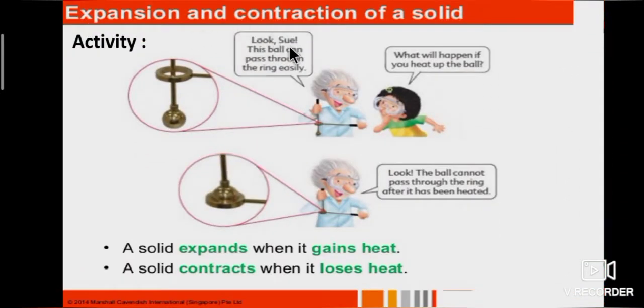Now we are going to learn about cubical expansion from an activity. Keep in your mind, a solid expands when it gains heat. A solid contracts when it loses heat. Once again I repeat, a solid expands when it gains heat. A solid contracts when it loses heat.